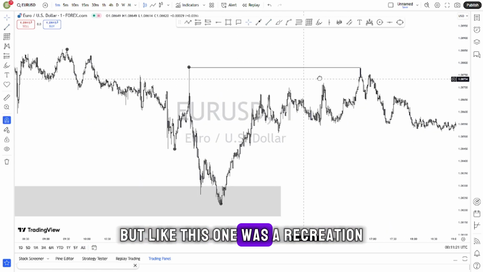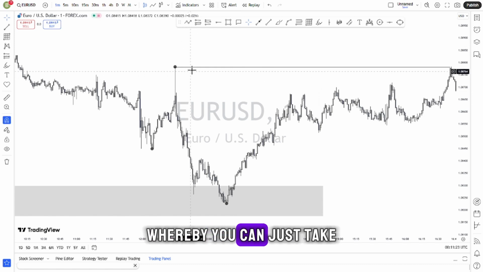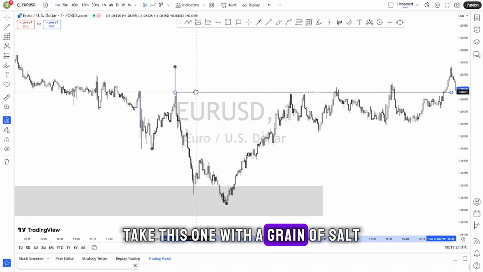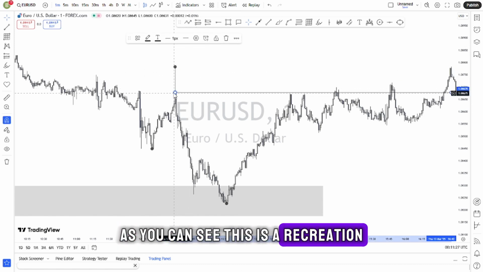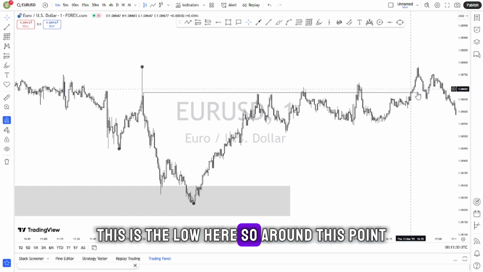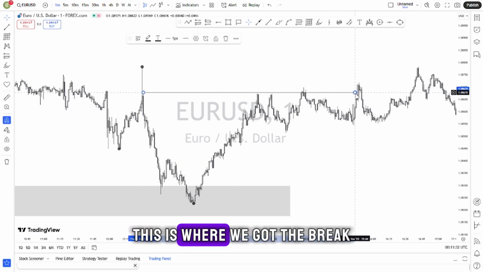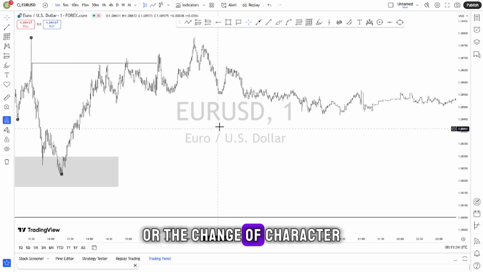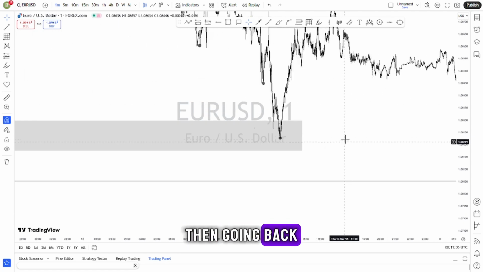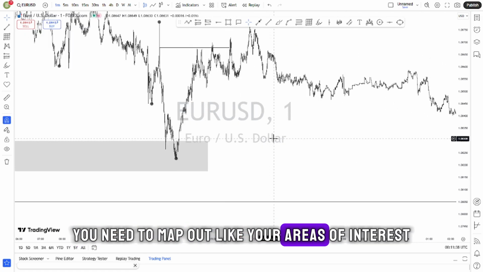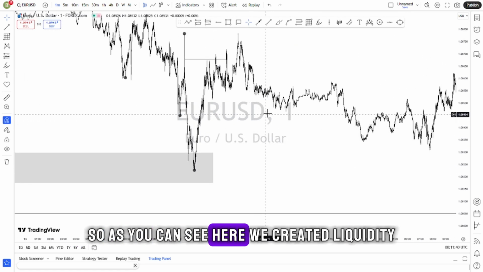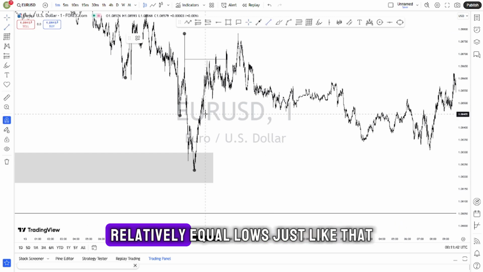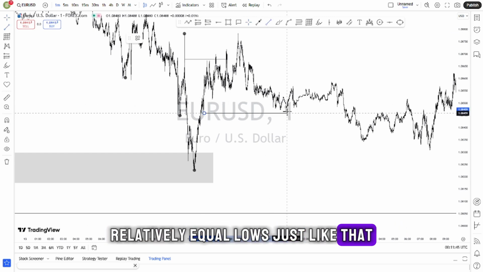But this one was a weak creation, whereby you can just take this one with a grain of salt. As you can see, this is a weak creation, this is the low here. So around this point, this is where we got the break or the change of character. Then going back, you need to map out your areas of interest. As you can see here, we created liquidity, relatively equal lows, just like that.